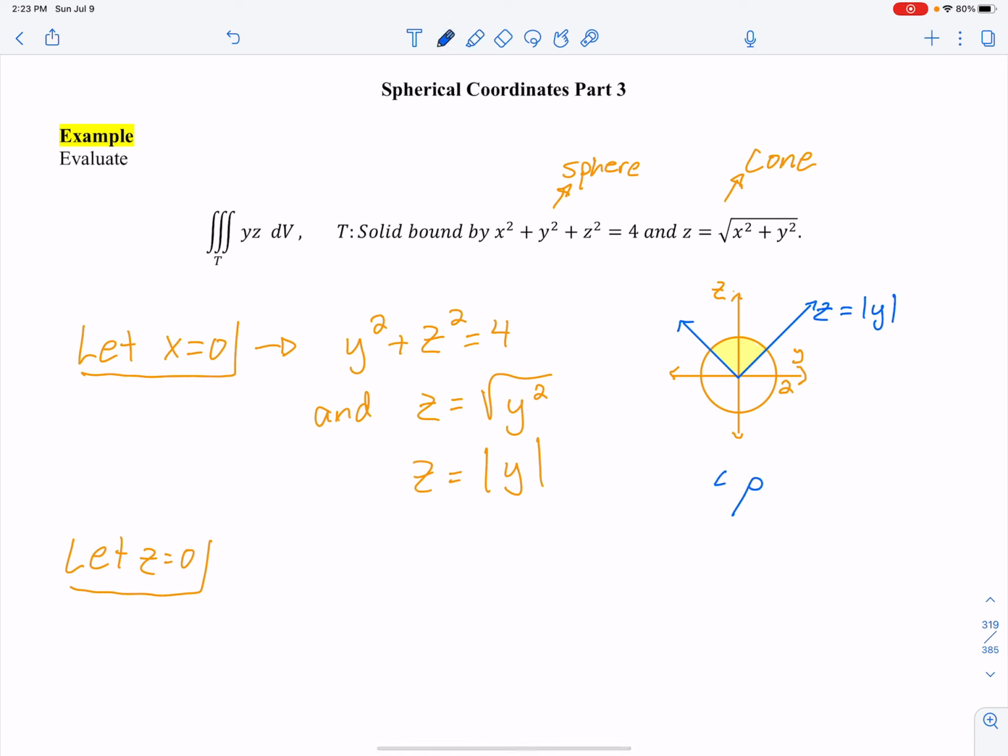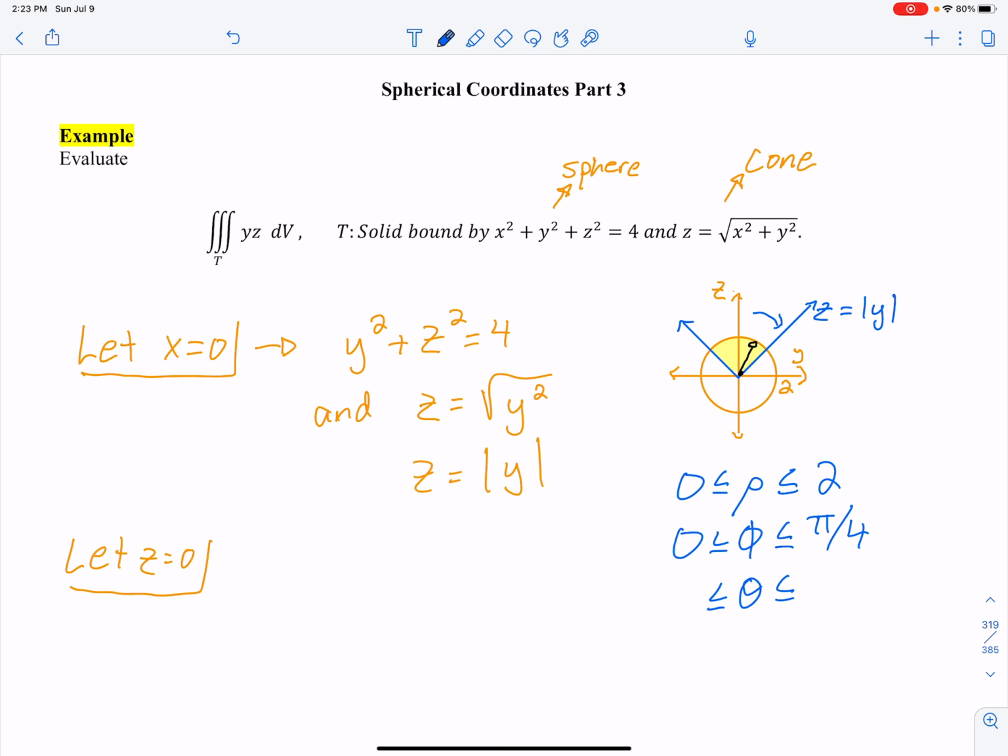Okay, rho, phi, and theta. All right, rho, nice and easy to see. It's between 0 and 2. Remember, rho is the distance out. So it's 0 to 2. And then phi is from 0, that's the top, and then this angle, it's right in the middle. Our cone's right down the middle, so it's pi over 4.